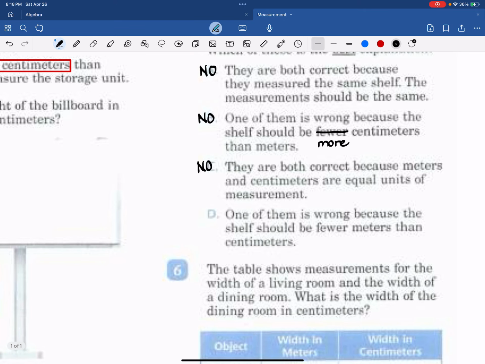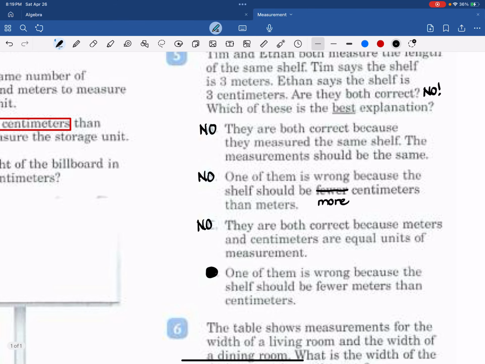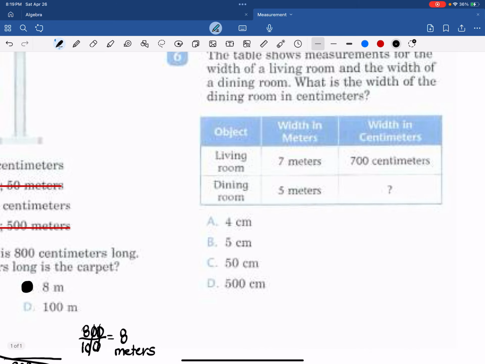One of them is wrong because the shelf should be fewer meters than centimeters. And that one is a yes. There are more centimeters. And that's what that statement is saying. I hate those kind of problems. I will tell you that most often in my experience, if you just had to guess at this, pick the last one, because they're going to make you go through every one of them to find the right answer. Now, that's not surefire always true, but it tends to be true more often than not.